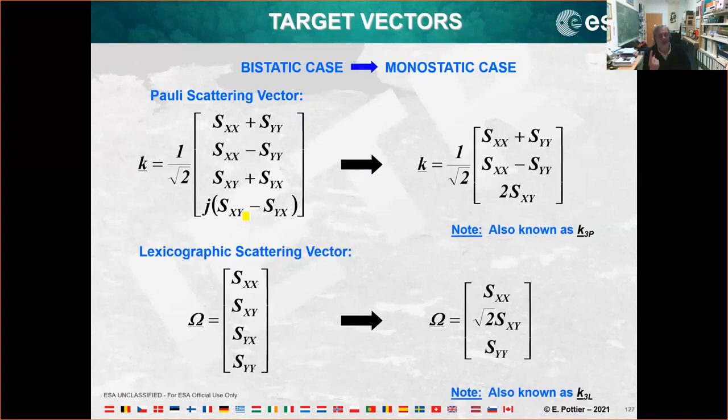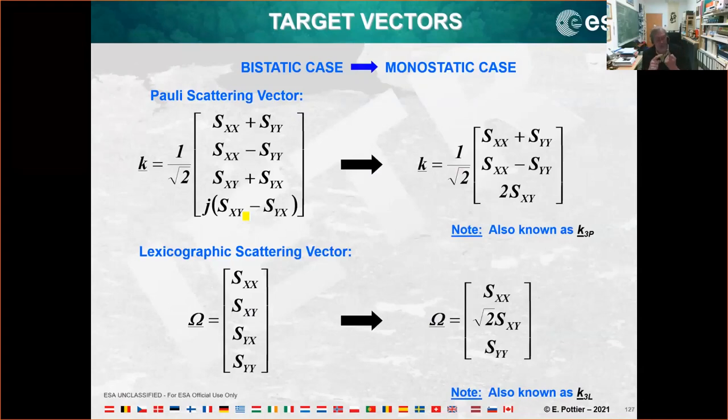Now, a distributed target is when you are going to average the different coherency matrices for one matrix. The resulting coherency matrix will be a rank three matrix. So the determinant is no more equal to zero. And then you will get three eigenvalues non equal to zero, positive eigenvalues. This is what we call a distributed target. Okay.